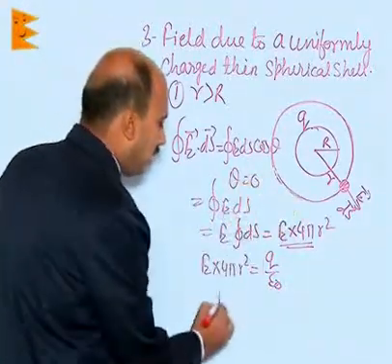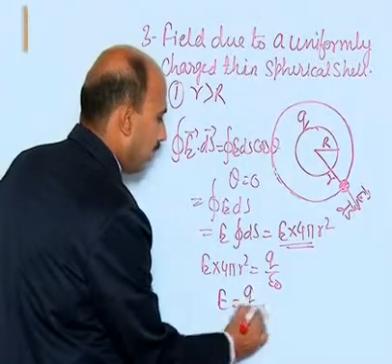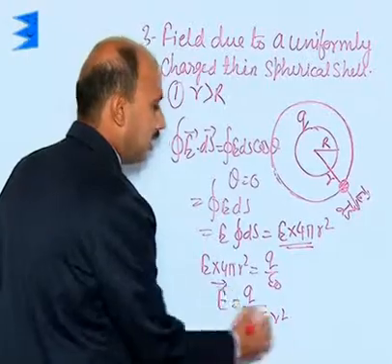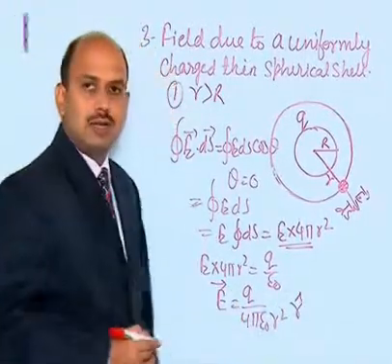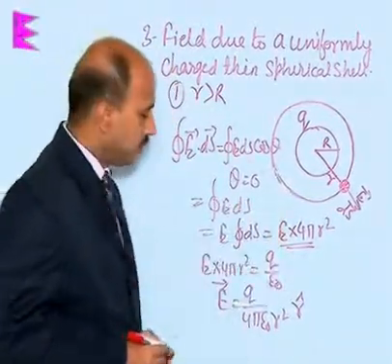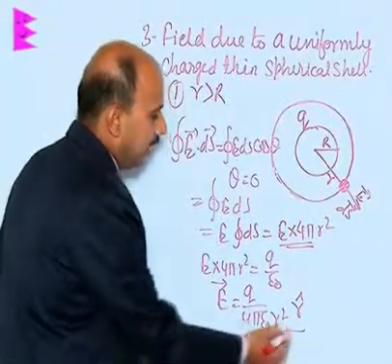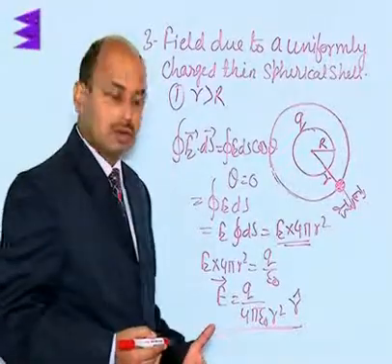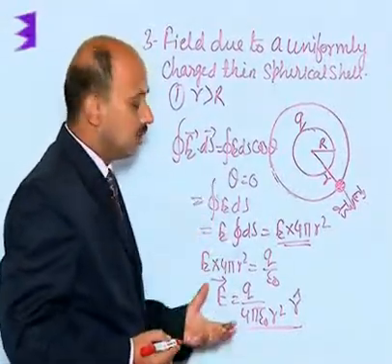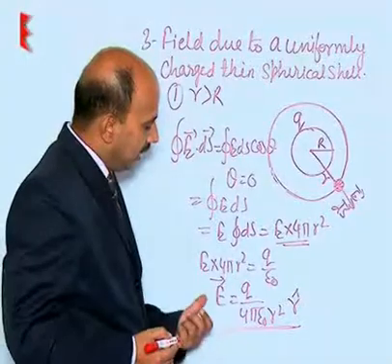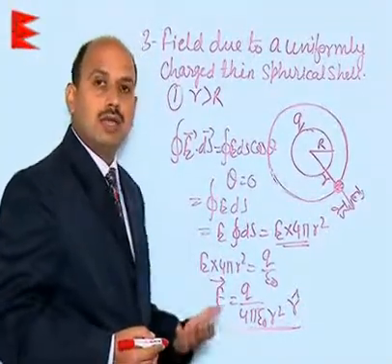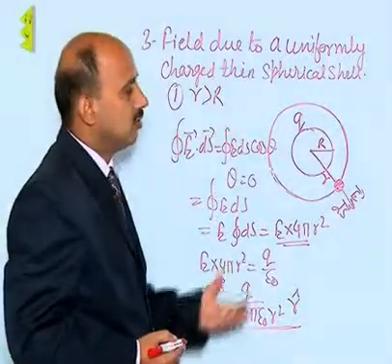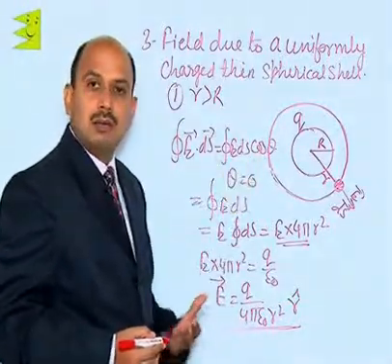So in this case we get E is equal to Q by 4 pi epsilon naught r square, in the r unit vector direction. So this vector is radially outward. This is the electric field intensity at any point at a distance r from the center, which we have calculated by using Gauss theorem. But see, this electric field intensity is equal to the electric field intensity due to a point charge. It means we can say this spherical shell is behaving as a point charge.